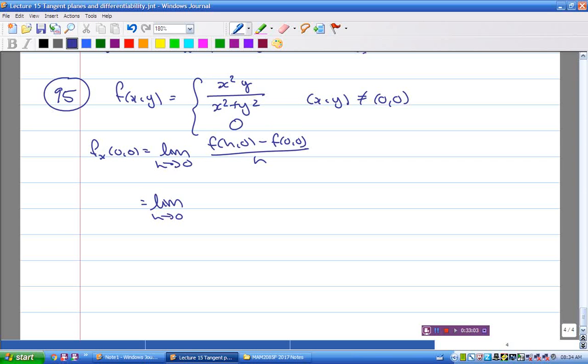We're plugging in y equals 0, so that'll be 0 over h squared minus 0 over h, which equals 0. I can see my y derivative is going to be the same.